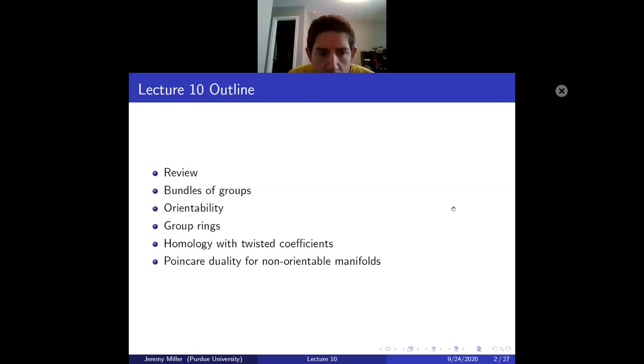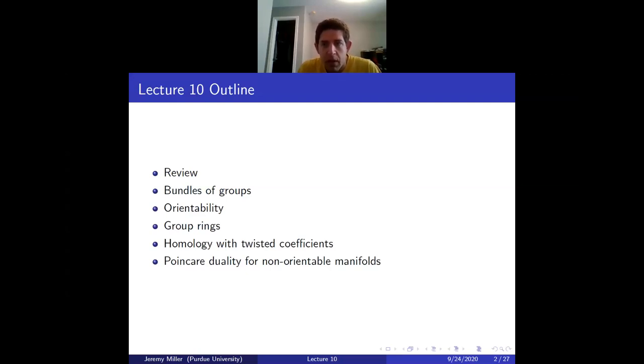Okay, so today we're going to review for some people, or introduce for the first time, homology with twisted coefficients. I'll say what twisted coefficients are and then use that to define when a manifold is orientable. Then we'll talk about a way of thinking about twisted coefficients in terms of group rings, and then homology with twisted coefficients. Then we'll state a version of Poincare duality that works for manifolds that are potentially non-orientable.